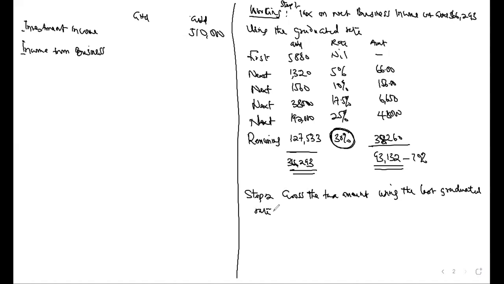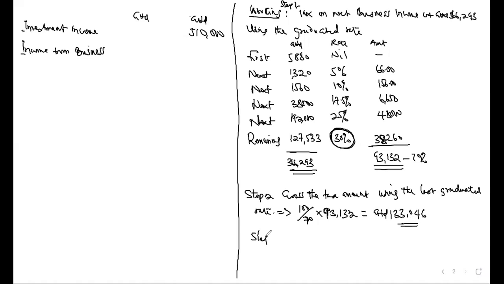So if you do that, then it will be 100 over 70 multiplying 93,132. How much are we getting? 133,045.7, so 133,046. Okay. So this is the tax amount.